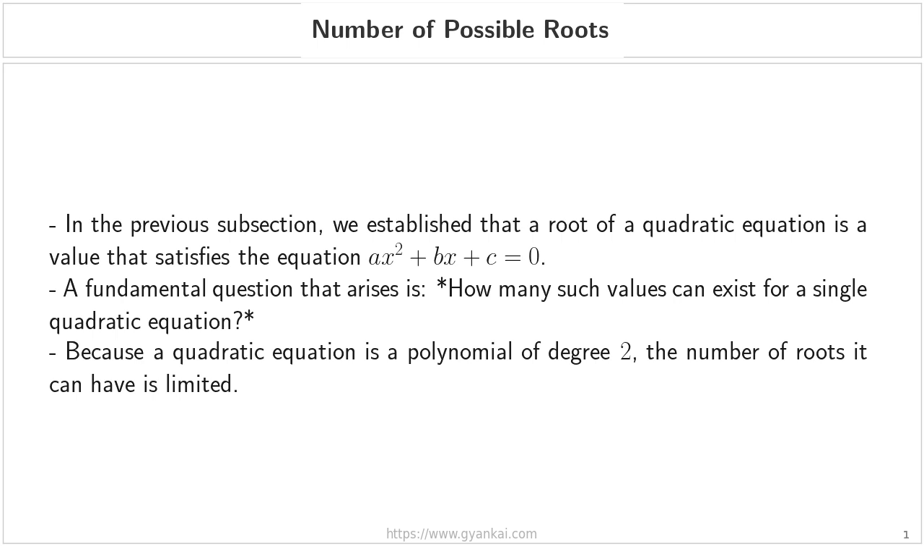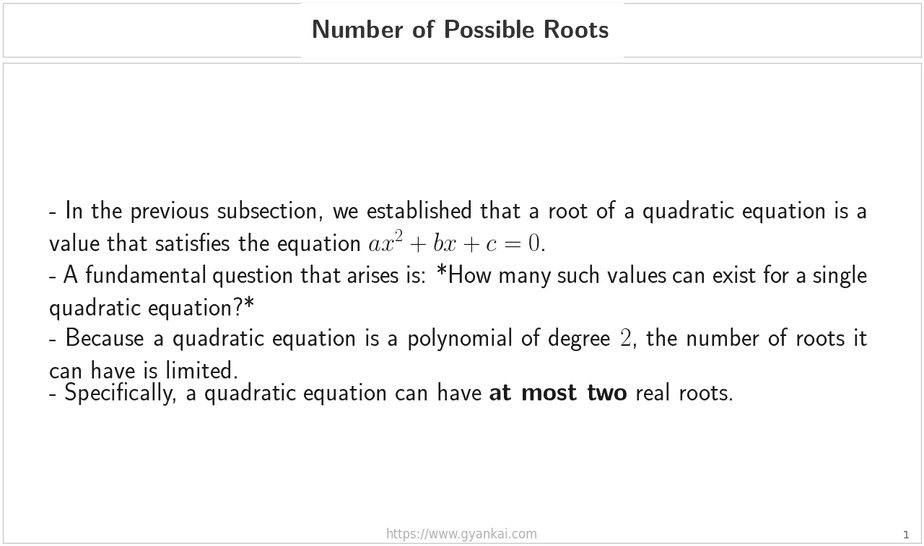Because a quadratic equation is a polynomial of degree 2, the number of roots it can have is mathematically limited. Specifically, what we need to keep in mind is that a quadratic equation can have at most 2 real roots. This means you might find 2 different answers, 1 single answer, or even no real answers at all, which is exactly what we are going to explore in detail over the next few slides.